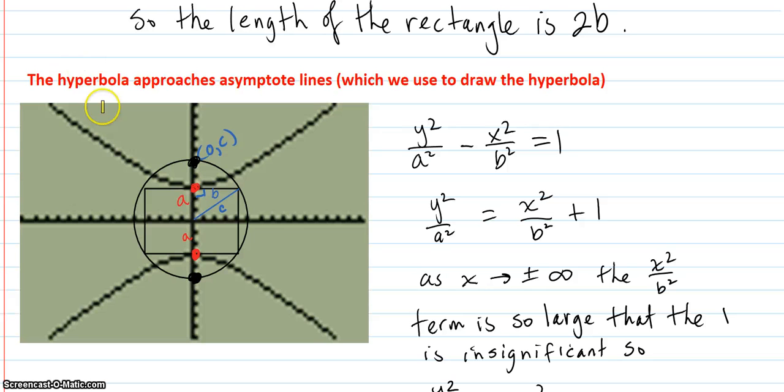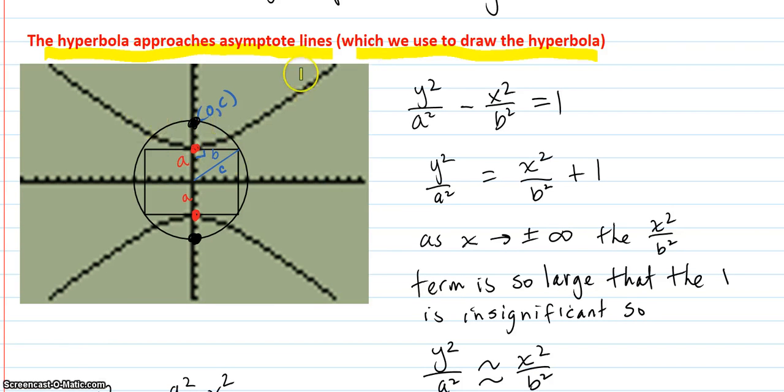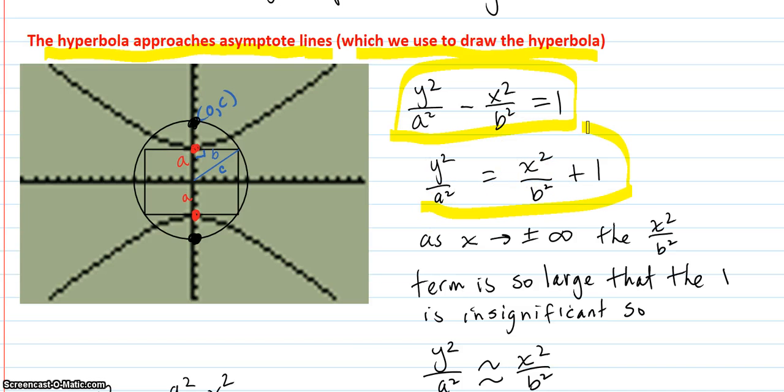The hyperbola approaches asymptote lines, which we use to draw the hyperbola. Okay, how does that work? Let's take this opening upward and downward hyperbola, and we're going to add the x squared over b squared to the other side. So now we have this. Now, as x goes to infinity, way out here and way out here, this is going to be x equals like 1,000,000, 2,000,000, a googolplex. It's going to be so large that this 1, it's called a limiting process, this 1 will shrink to insignificance.